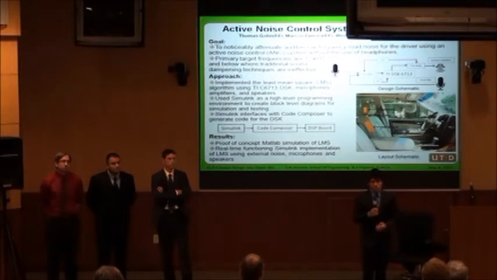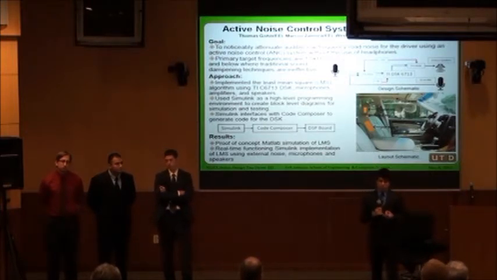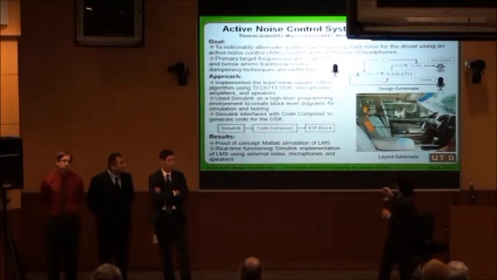On the hardware side, we have a DSK with our microphone inputs and our speaker outputs. These microphones and speakers are selected based on their ability to handle road noise below 1 kHz, which we selected based on what the user can hear and where the road noise is majority located, and will get canceled out. Next on the slide, we have our diagram, our design schematic.